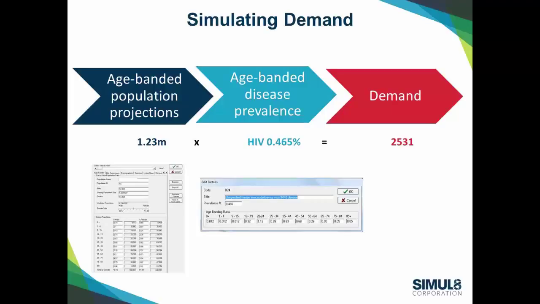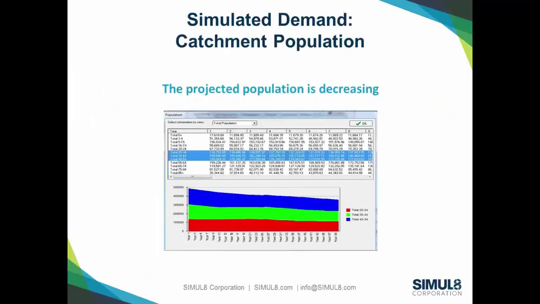So actually, in this population, the projected population is increasing overall. But when you look at the key groups, 25 to 54-year-olds who are most likely to have HIV, you can see that over time that group is decreasing. So we ought to be seeing a decrease in that condition.